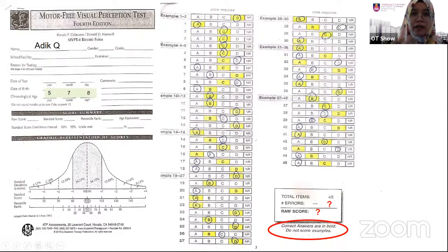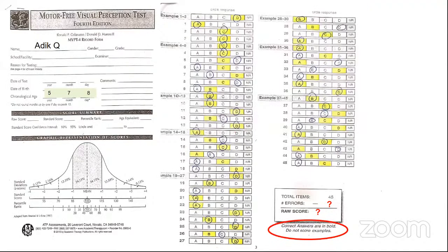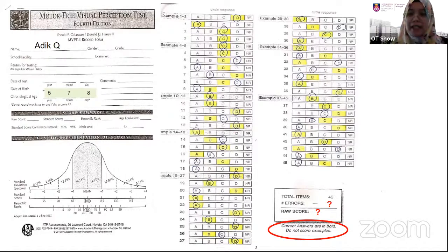Semua ada ke borang ni record form ni? Dah print dah? Aduh. Ada dengar ke suara saya ke putus-putus? Dengar. Okey, ada siapa-siapa nak cuba jawab tak? Raw score bagi adik Q. Berapa?